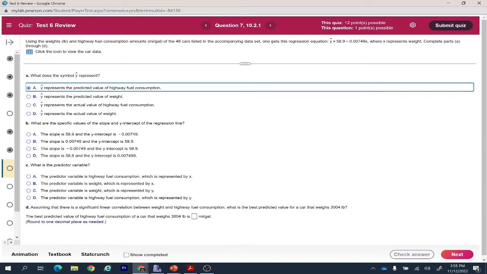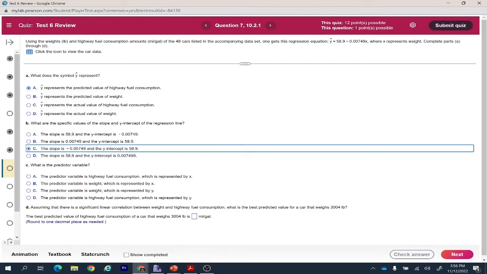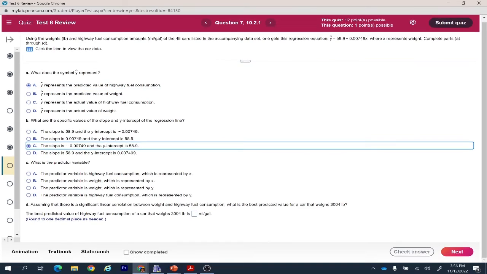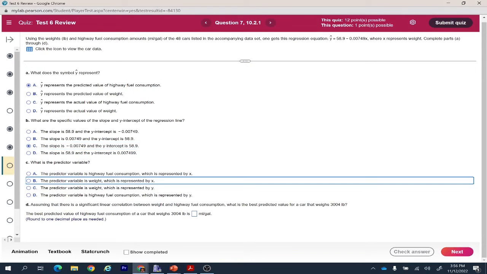What are the specific values of the slope and y-intercept of the regression line? So this is the regression line. Slope is the number in front of x, which in this case is negative 0.00749, and y-intercept is 58.9. What is the predictor variable? The predictor variable is this x. There are two options. The predictor variable is highway fuel consumption? That's not highway fuel consumption, that's the weight. So the predictor variable is weight, which is represented by x.